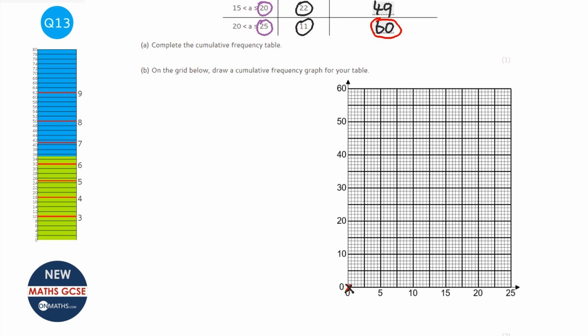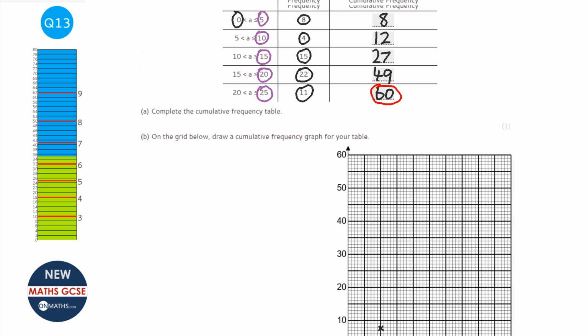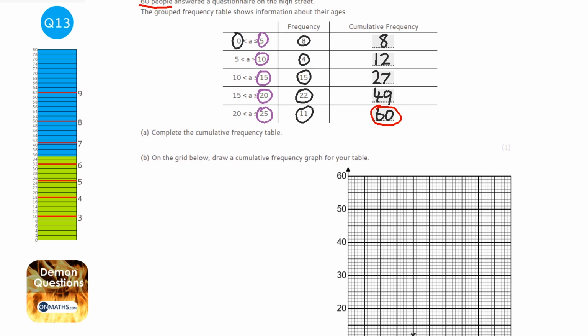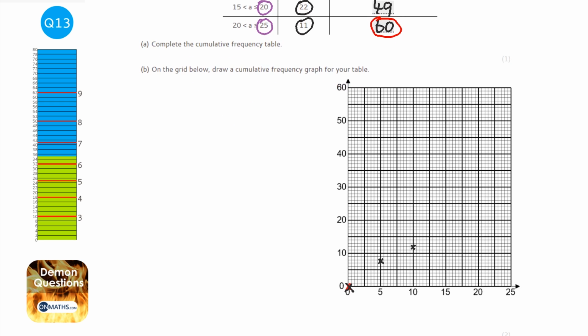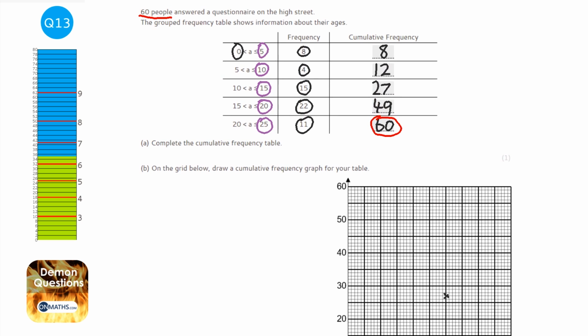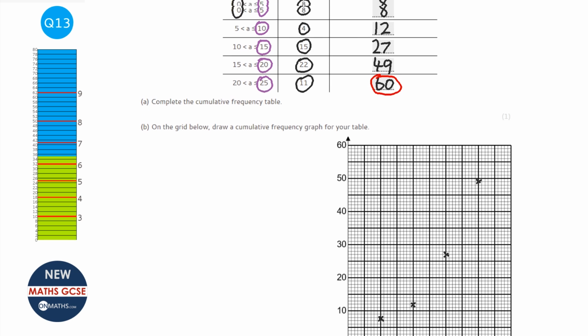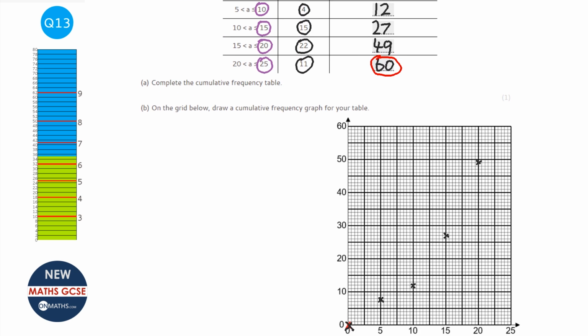So we've got 5, 8, so it's going to be 5 across, 8 up, which is slightly higher than this. We've got 10, 12, so 10 across and 12 up, just about there. Then we've got 15, 27, so 15 and then 27. Then we've got 20, 49, so 20, 49. And the last one is 25, 60.